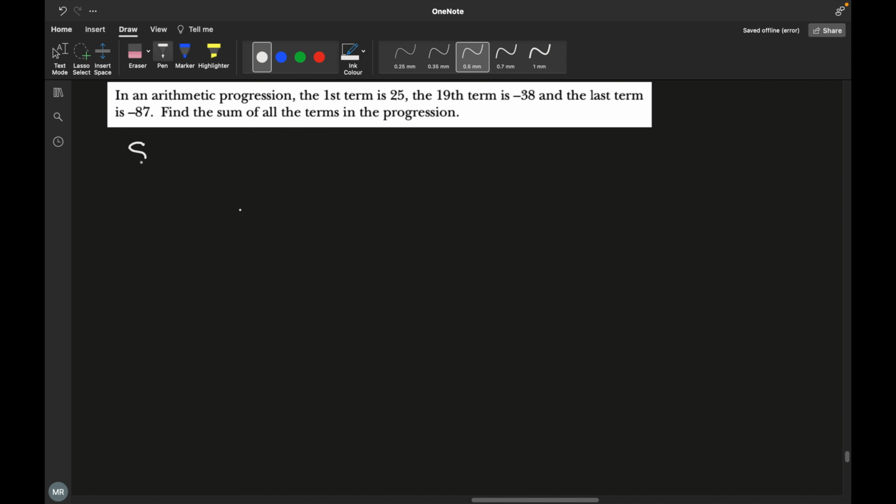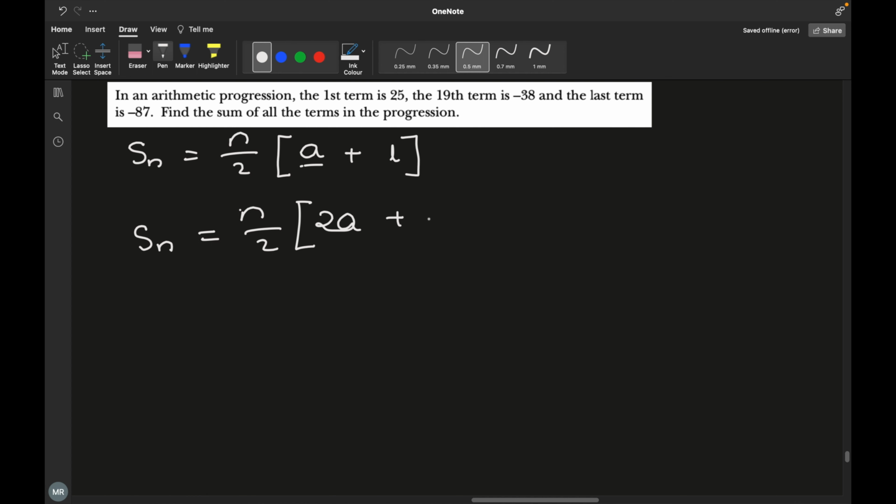We know that Sn is n by 2 multiplied by a plus L. We have a and L, but we don't know n. But we could also use this formula. Sn is n divided by 2 into 2a plus n minus 1 d. We could use either one of them. So first, let's try to find d.